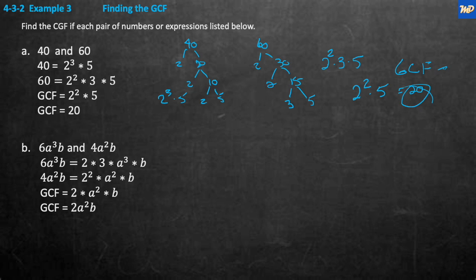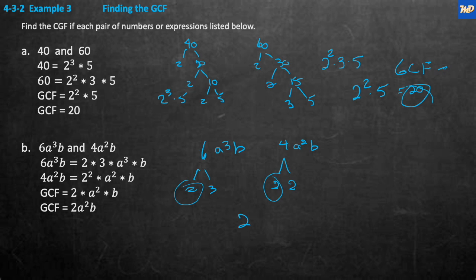A little more complex looking, but actually, it's kind of simpler because you don't have to do anything with the letters. They're already done for you. The only thing we've got to worry about is the 6 in the 6a cubed b, and we've got a 4a squared b. Well, for the 6, that breaks into a 2 and a 3, and for the 4, it breaks into a 2 and a 2. So the highest common factor is a single 2 in each of these. So we're going to write down a single 2. So what's the highest between a cubed and a squared? The a squared is as high as both of them go.